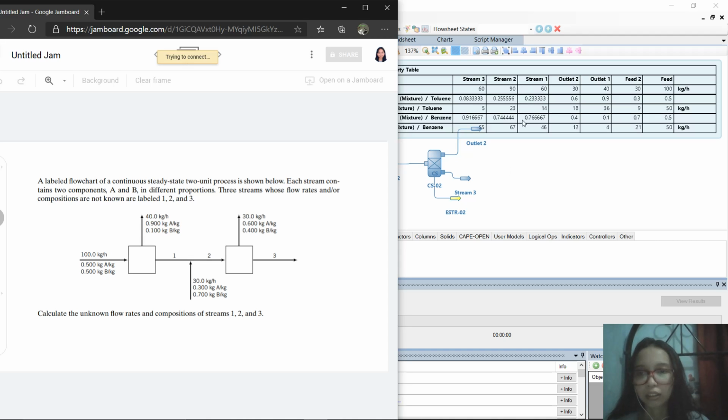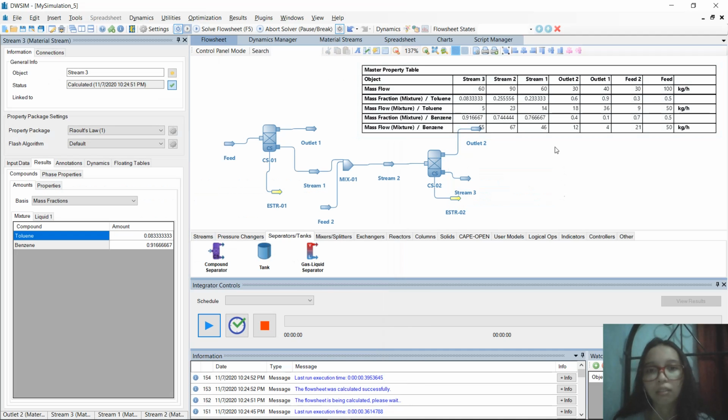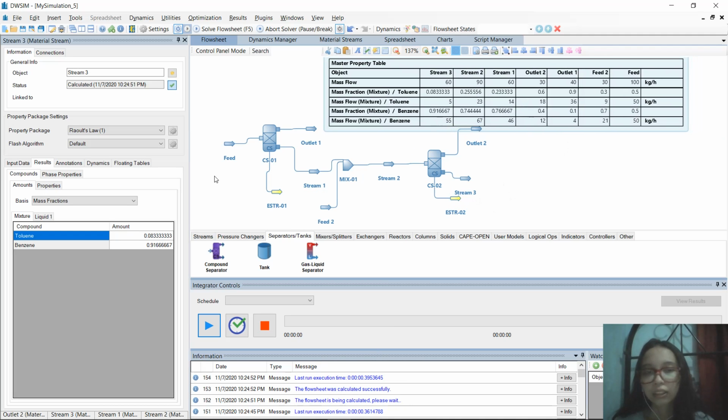And we have solved it using DWSim. So stream 1 is found to be flowing at 60 kg per hour. Stream 2 is 90 kg per hour, and stream 3 is 60 kg per hour. The composition of stream 1 is 22% A and 77% B. Stream 2 has 25% A and 74% B. And finally, stream 3 has 8% A and 92% B. So that is all. Thank you.